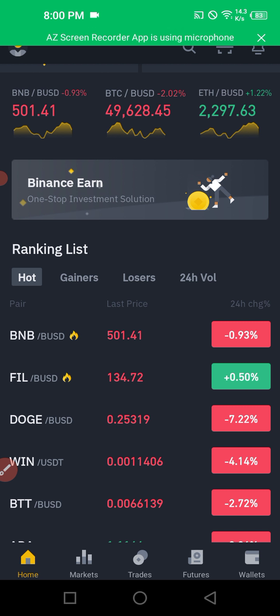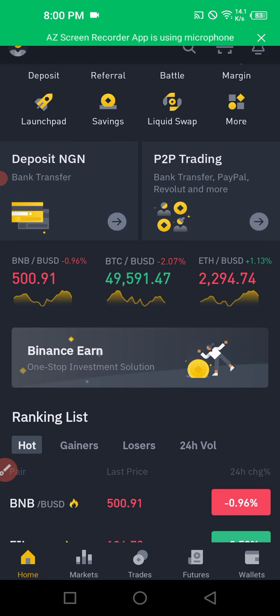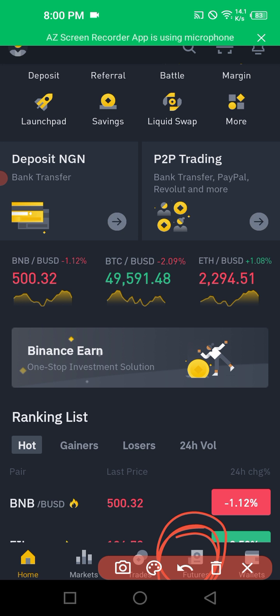How do you trade futures? Before you start trading futures, you must learn how to analyze the market so that you know when to buy and when to sell. Let me assume that you already know how to analyze the market and you just want to know how to trade futures. First of all, you need to get USDT. So let's assume you already have USDT. We need to transfer that USDT to your futures wallet.